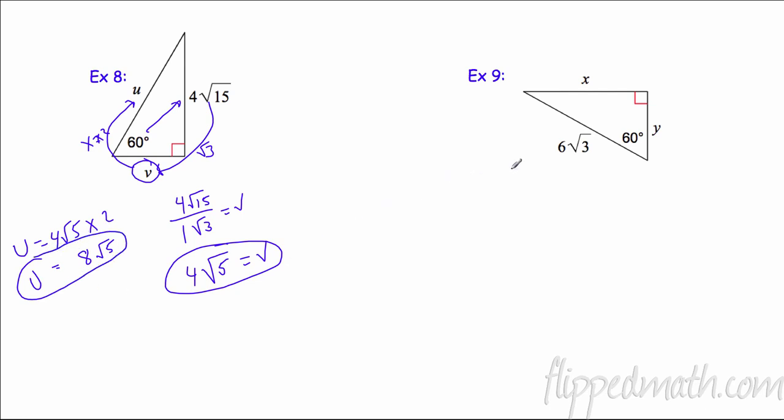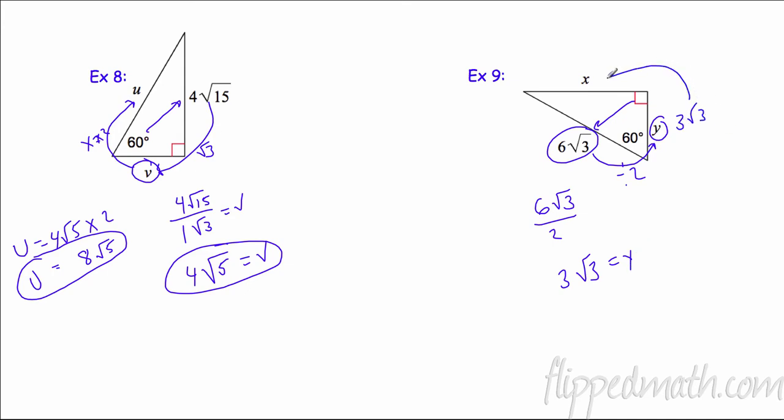All right? Let's try this one. I have the side across from the 90. I have the biggest side. I want to get the shortest side first. To get to the shortest side, I'm going to divide. What am I dividing by? 2. So I divide by 2. No radical on the 2, so the radical 3 stays. 6 divided by 2 is 3. So y equals 3 radical 3.